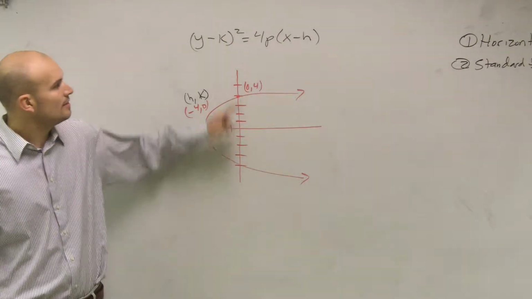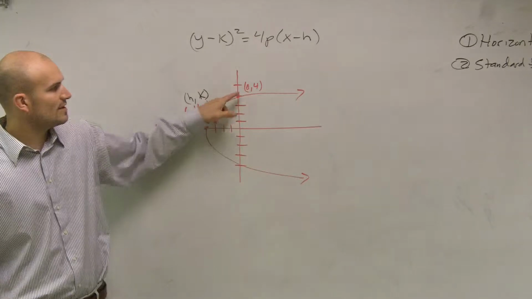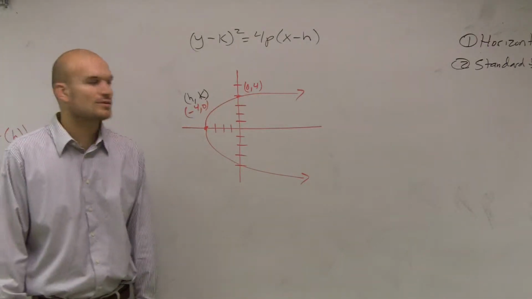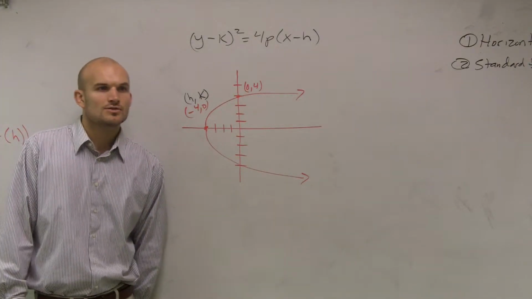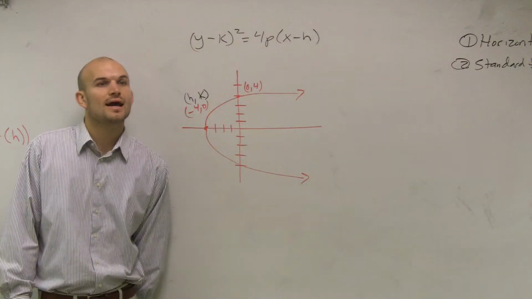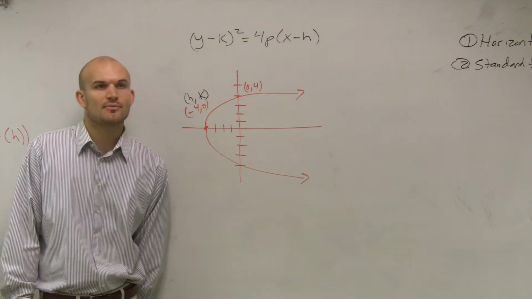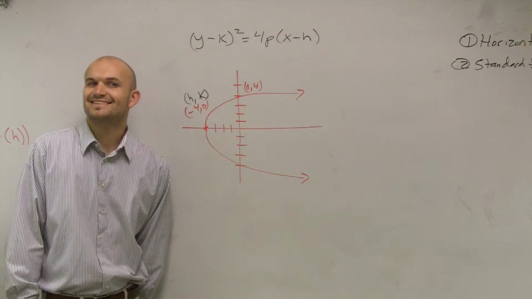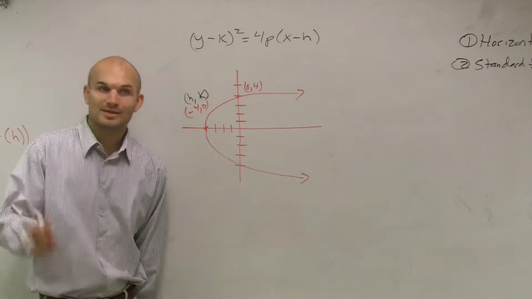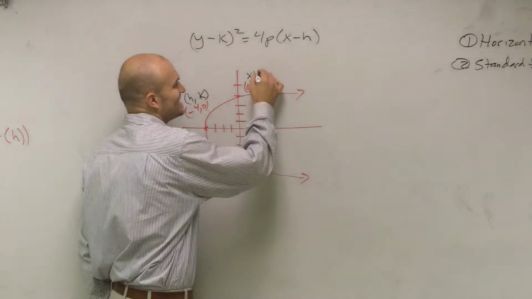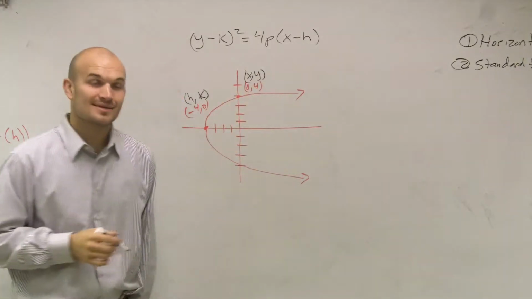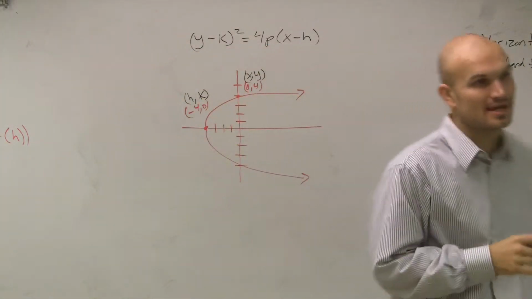So we have h, k, and then we have just another random point that this graph goes through. So we could represent that as what, Tessa? What can we represent that point as? We could represent it as your x and your y. Right. Okay, because that's a very important point that I want you to understand.